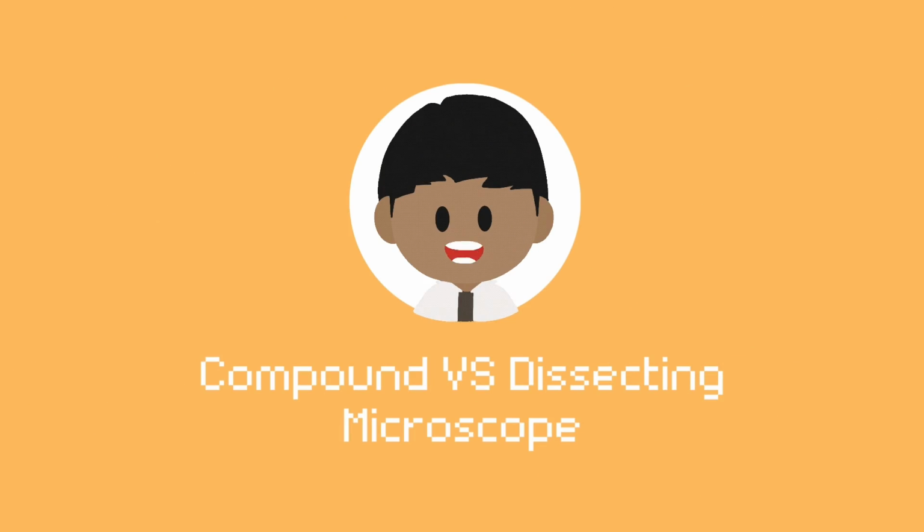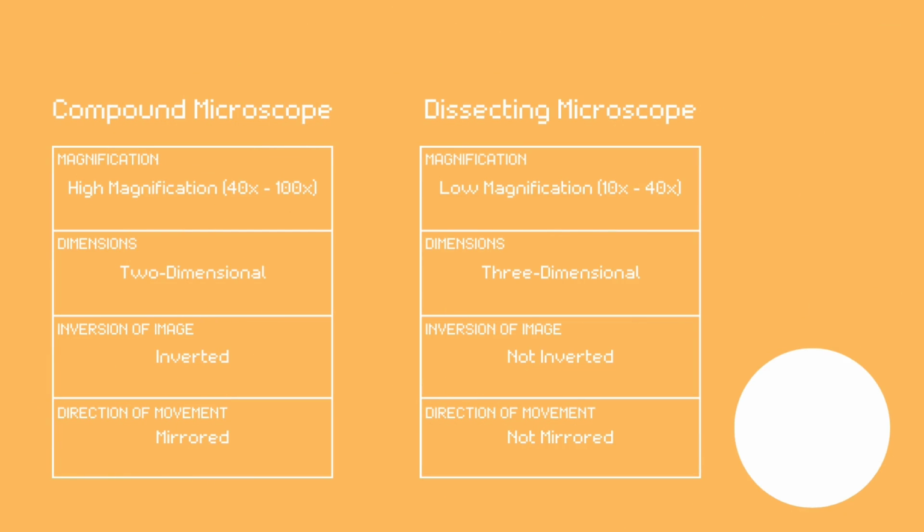Now that we've understood the functions of a compound microscope, did you also know that there's another type of microscope called the dissecting microscope? What makes them different from each other is that the dissecting microscope are used to view the surface features of a specimen, whereas compound microscopes are designed to look through a specimen.